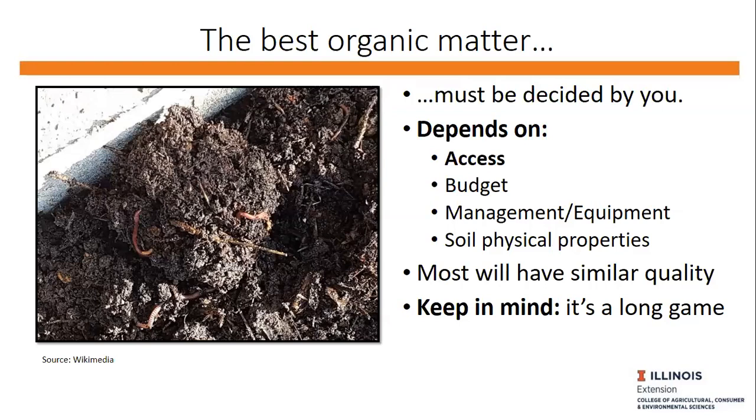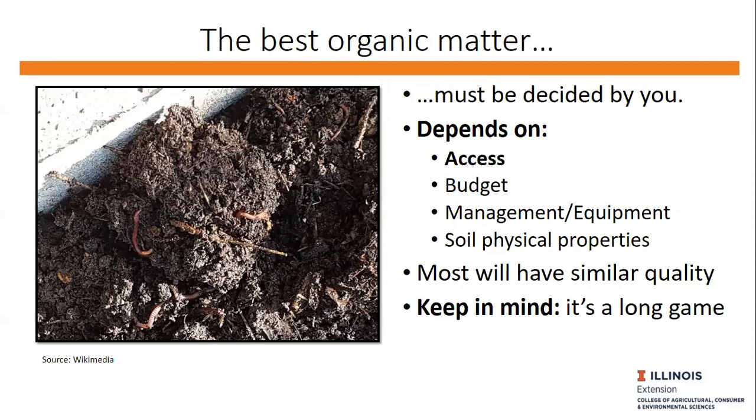A lot of times, the best organic matter is one that's based on access, what you have access to that season. Perhaps you have a farmer friend who has aged manure this past year, and he can provide you some manure for your soil situation. Maybe you have cut down a tree, you now have all this extra mulch that could easily be another good organic matter to be added to the system. Factor in budget, of course. Look at your management, your equipment, and also think about your soil physical properties.